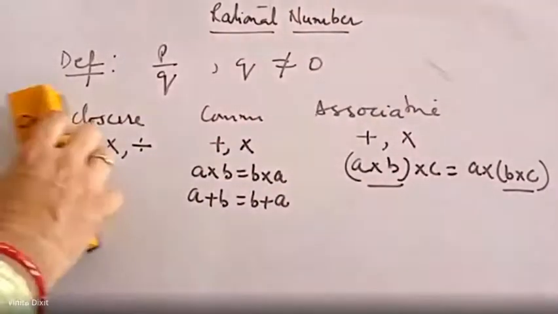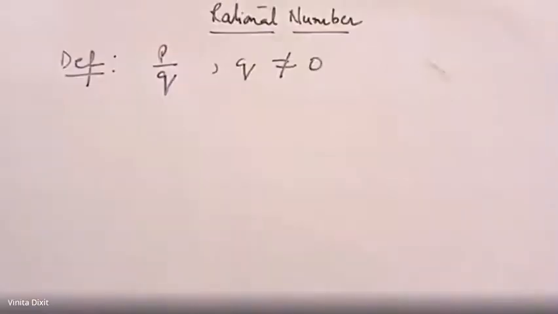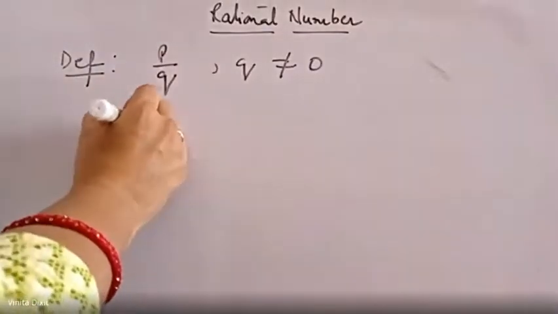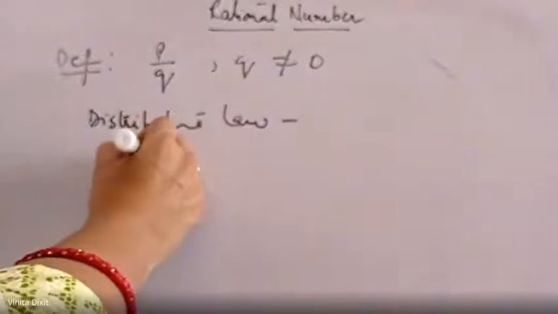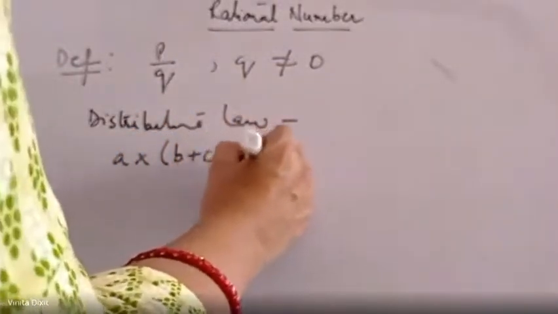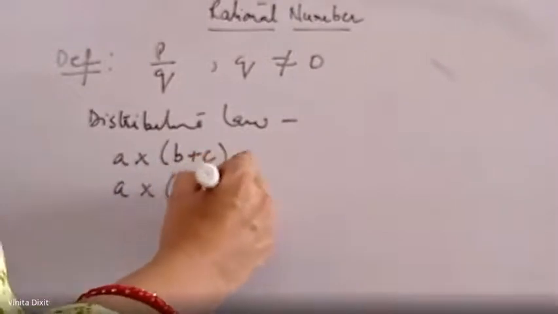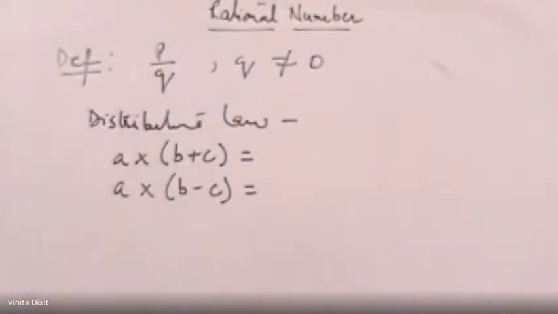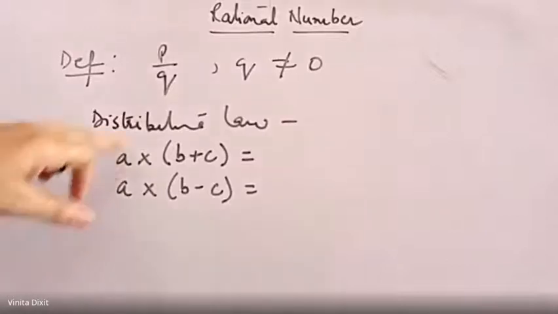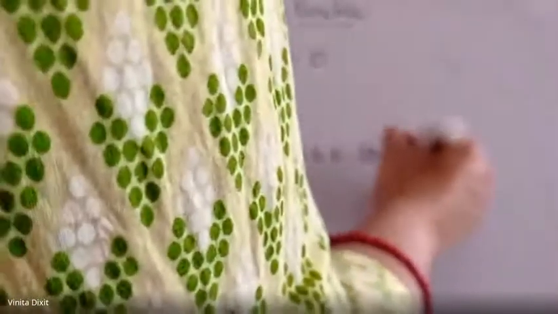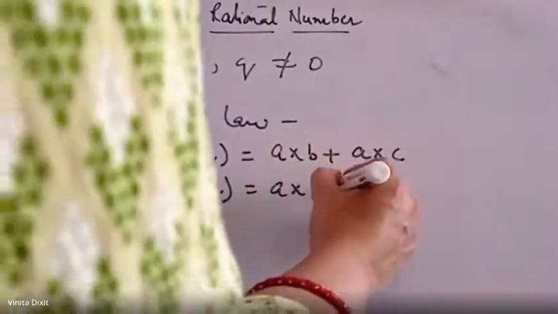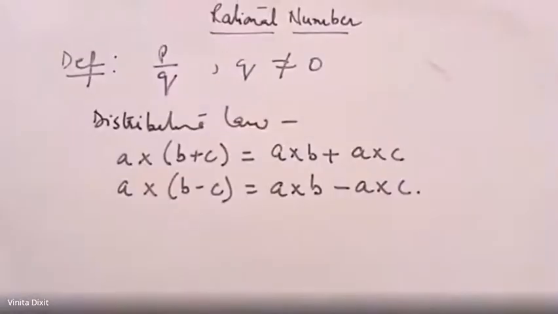I'll tell you the distributive law also. What is distributive law? Distributive law of multiplication over addition and distributive law of multiplication over subtraction. You give this number to both of them inside. This gives you A into B plus A into C, and A into B minus A into C. This is what we mean by distributive law.